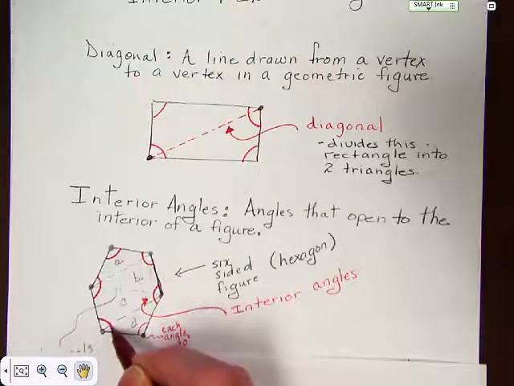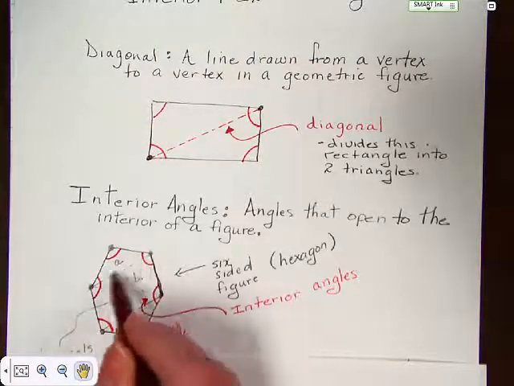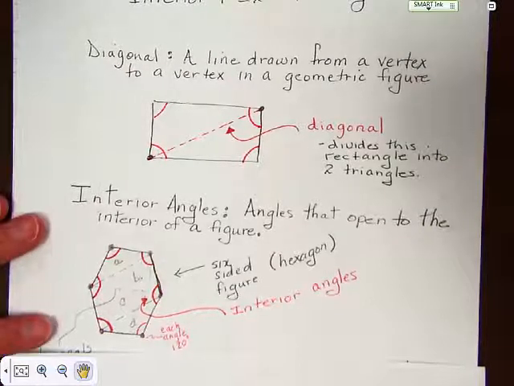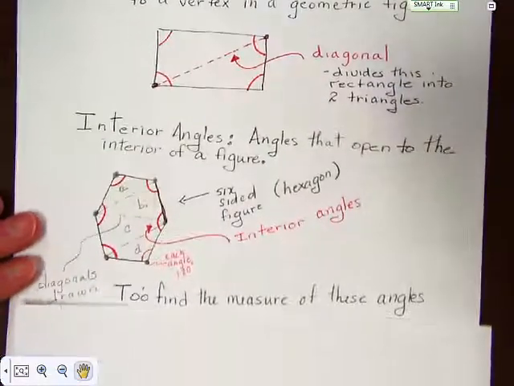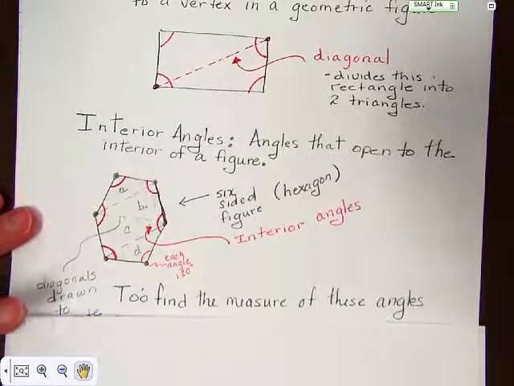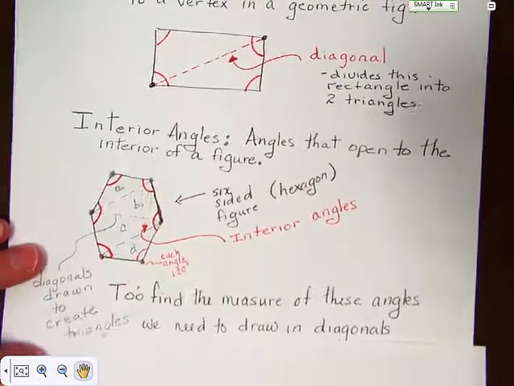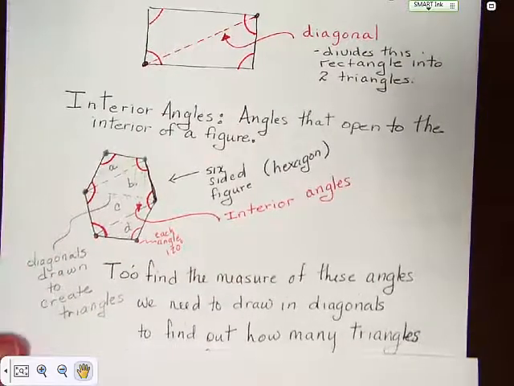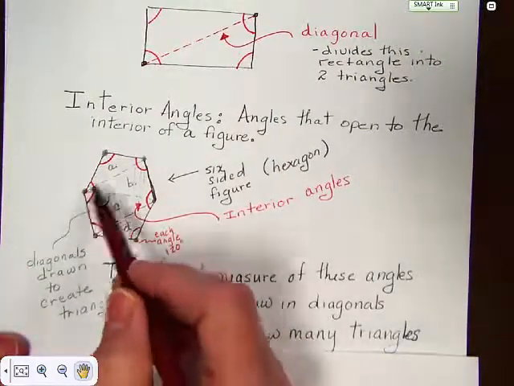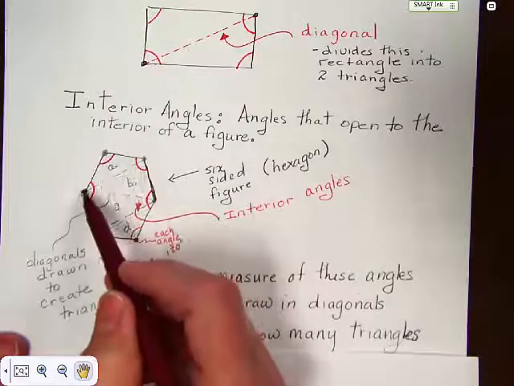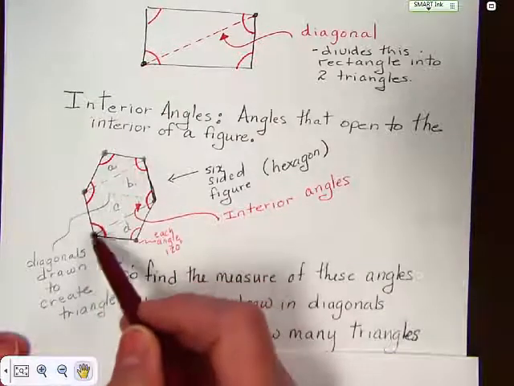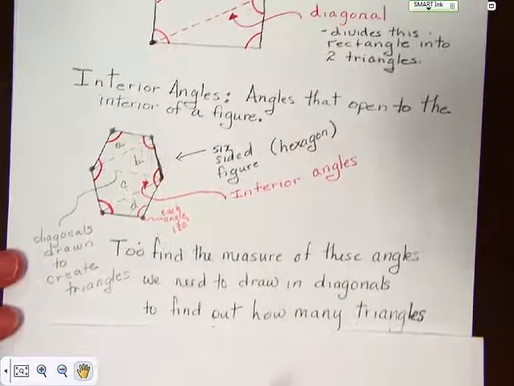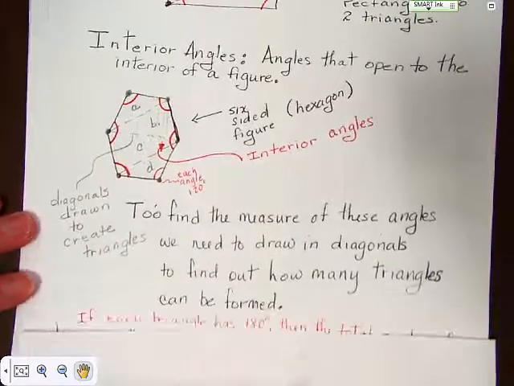Okay? These are the angles that open to the inside of the figure. Notice I've drawn some diagonals in here, which forms actually 4 triangles inside of that hexagon. Now, to find the measure of the angles, we have to draw in the diagonals, which I've already shown, and then we have to find out how many triangles we can draw in there. So when I drew in from here to here, here to here, here to here, I made 1, 2, 3, 4 triangles. Each triangle has 180 degrees.